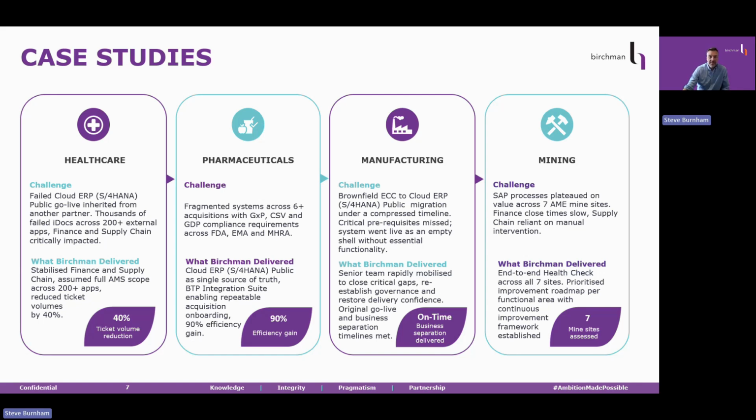So we ran an end-to-end health check across all 7 sites covering finance, supply chain, maintenance and capital. The output was a prioritized improvement roadmap for each functional area, tiered by impact and ease of implementation, alongside a continuous improvement framework that gave the business the governance structure to sustain the improvements rather than plateau again. The reason I include this case is to make the point that recovery does not have to start from a crisis. Sometimes the most valuable thing you can do is act before one arrives.